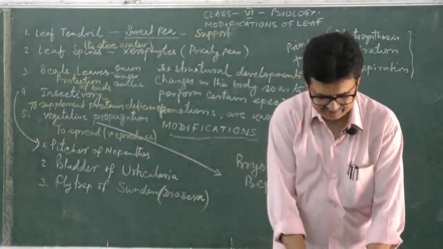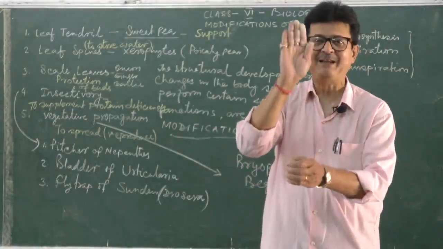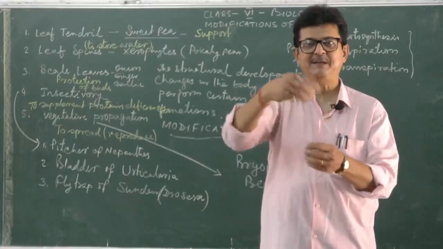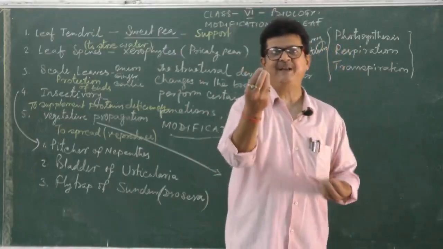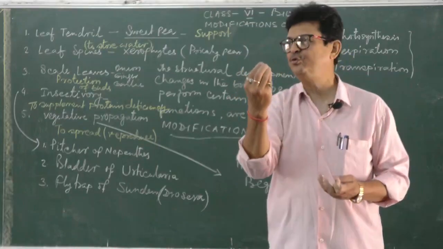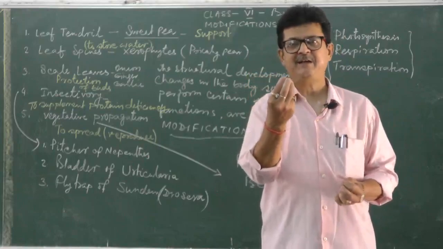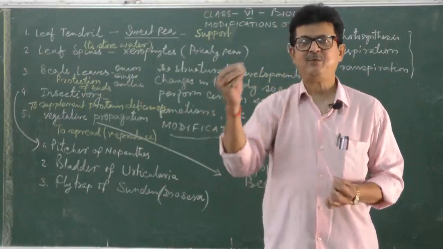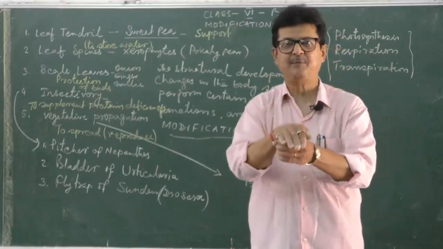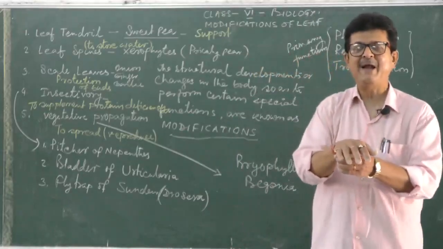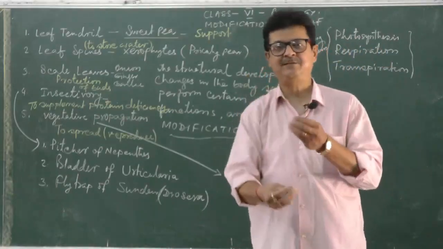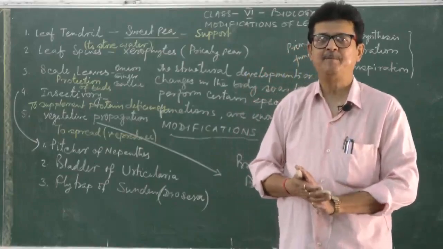In certain cases, it is a pitcher with a lid covering. Within the pitcher, there are hairy structures and a sweet fragrant juice released inside that attracts the insect. Once the insect falls in, slowly the lid covers the pitcher, and the insect is digested inside the pitcher.